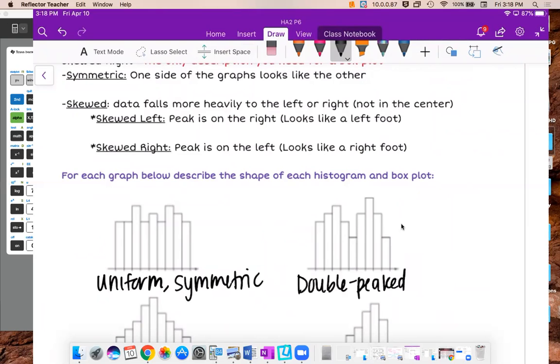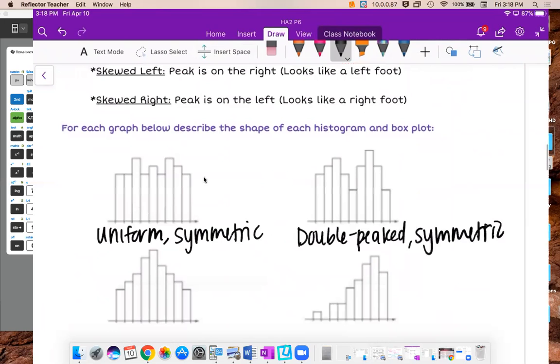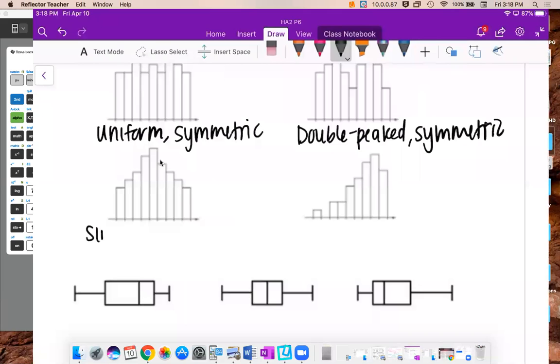And then to me, this looks like it is symmetric because both sides have kind of the same height of the bar. It's not leaning one direction or the other direction. So this is a double peaked symmetric. Okay, this one is going to be a single peak.